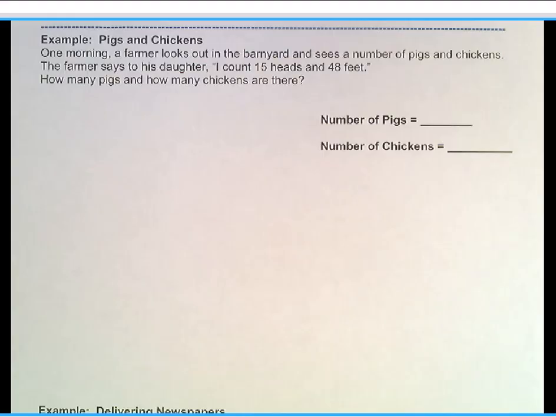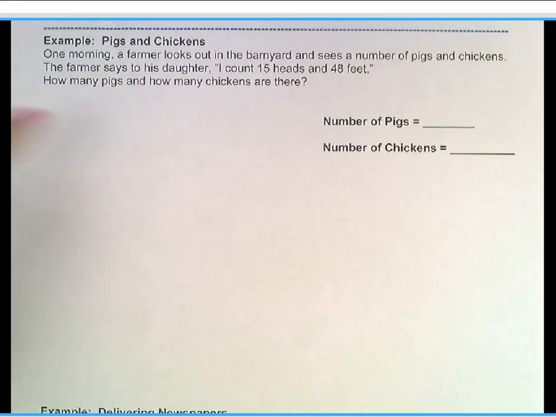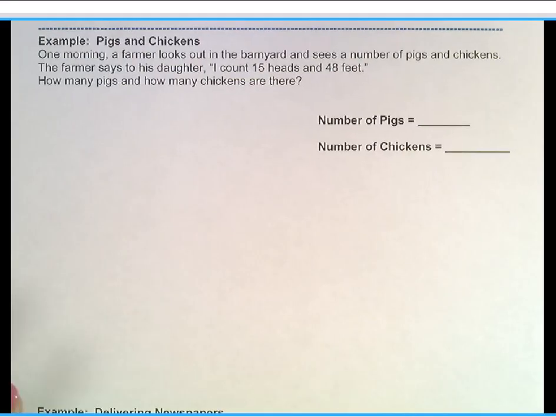Okay, so if you wanted to ask a 5th or 6th or 7th grade classroom this question, they'll probably be able to figure it out even though they don't know algebra. But all of these problems help to develop algebraic thought. So the first example is called the pigs and chickens problem.